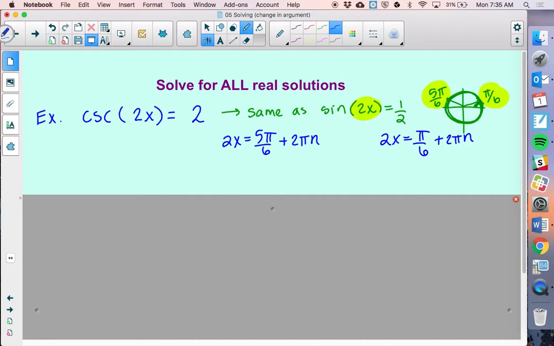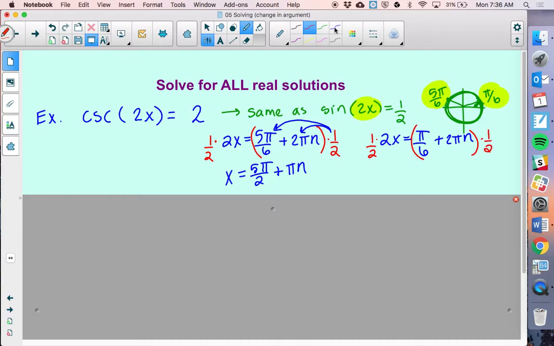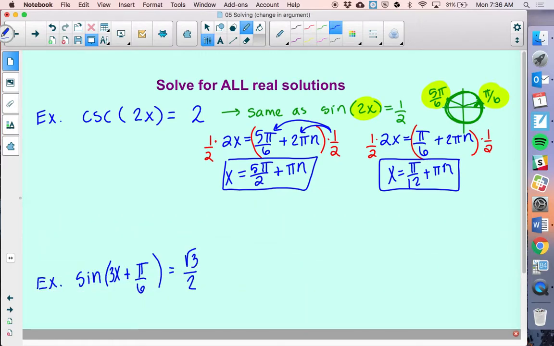Now I need to isolate the x because the idea is that we're solving for x. So I'm going to go times 1/2, and that means this whole thing is times 1/2. So my left side becomes just x, my right side becomes 5 pi over 12 plus, and when I multiply in here, the 2's cancel, so it becomes plus pi n. I'm going to do the same thing here to get rid of that 2, and so this becomes x equals pi over 12 plus pi n. And those equations represent every single possible solution to cosecant of 2x equals 2. So let's look at another one here.